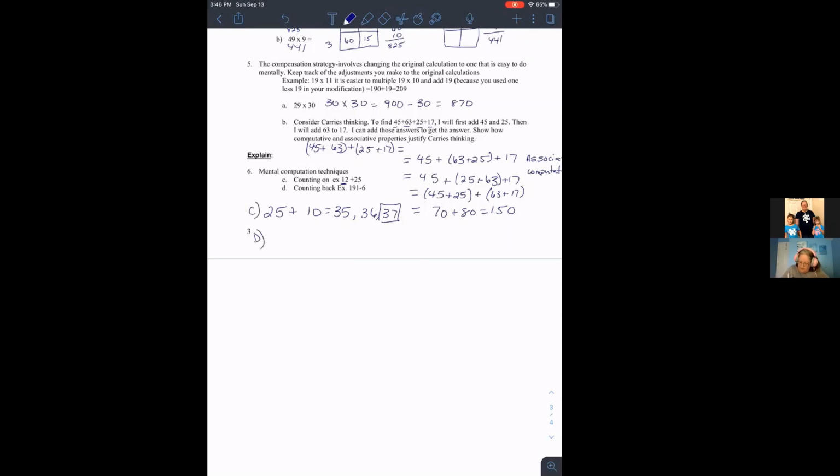And then we have D, counting back. Example, 191 minus 6. So if we have 191 minus 3, you would just count backwards. So you'd have 191, 190, 189, and then 188. So our answer would be 188.